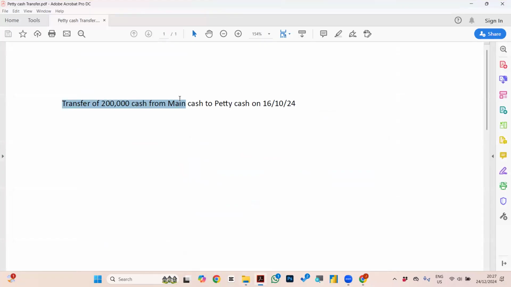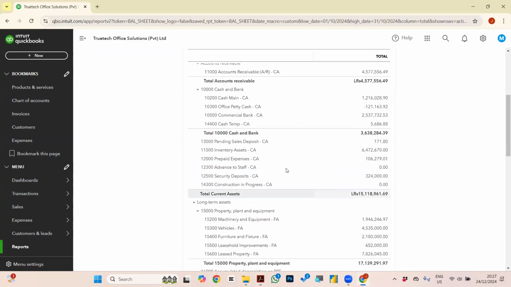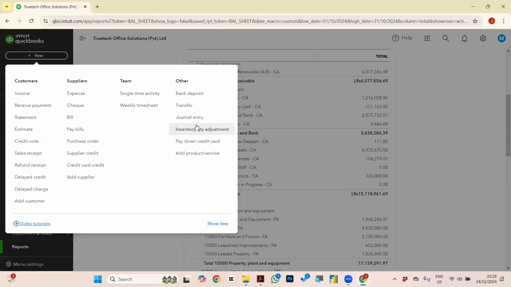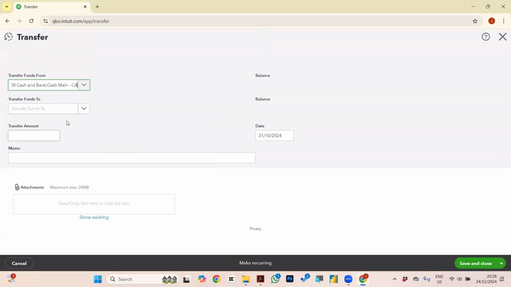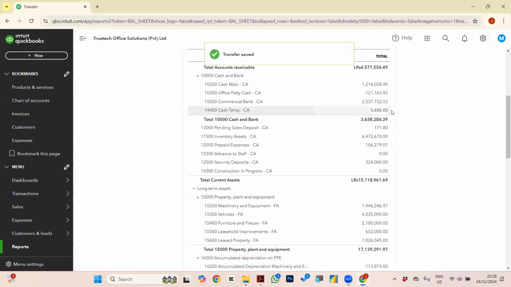Transfer of 200,000 cash from main petty cash to petty cash account, 200,000 on 16th October. So we have to do a transfer from petty cash main to office petty cash. Transfer amount 200,000 on 16th of October. You see, we did not record it properly. Transfer. Just transfer, you can also put if there is a document.